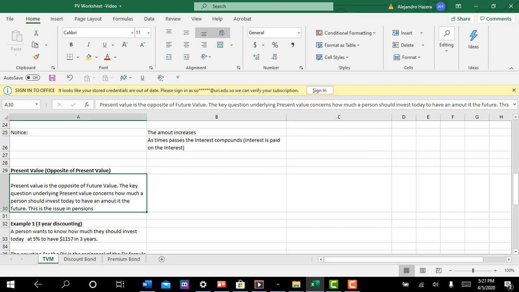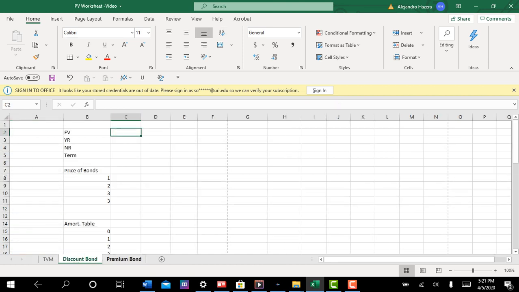As I go through discount bond and premium bond, I am going to do it for you right here, and then I'm going to write in the elements of each thing. Now, a bond is like a mortgage. Think of a bond as almost exactly like a mortgage. You make periodic installments, and then you pay a lump sum at the end.